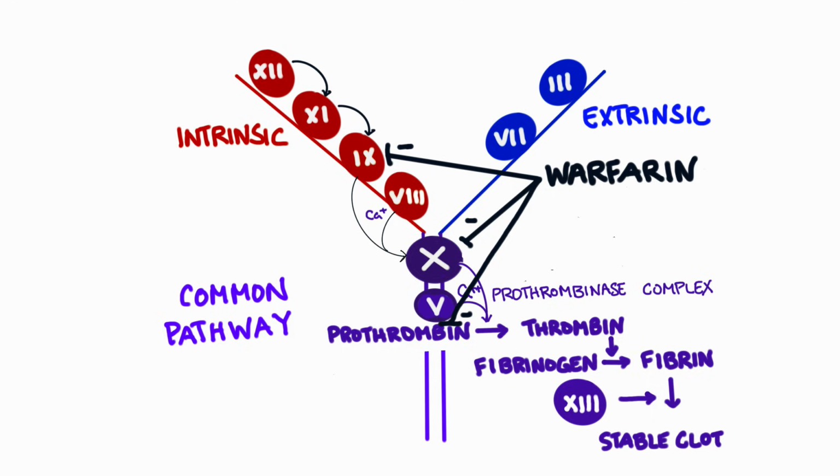All right, let's go bigger now. Let's start with things that block the common pathway. And let's start with warfarin. It is the oldest anticoagulant, and it is a quirky little bugger. It is a vitamin K antagonist.